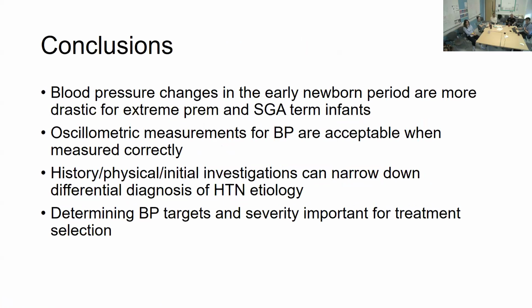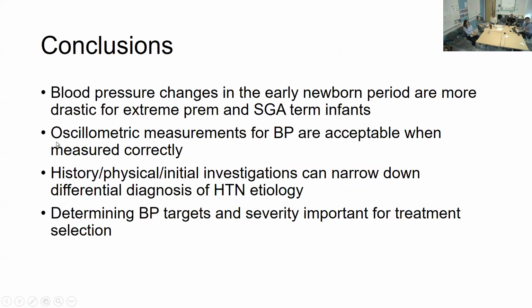But I think there hopefully are a couple of takeaways from this for you guys. I would say that we know blood pressure changes can be very, very different depending on the age and the size of the baby.